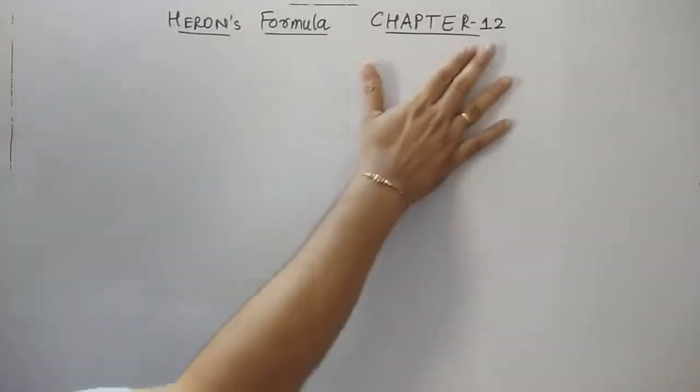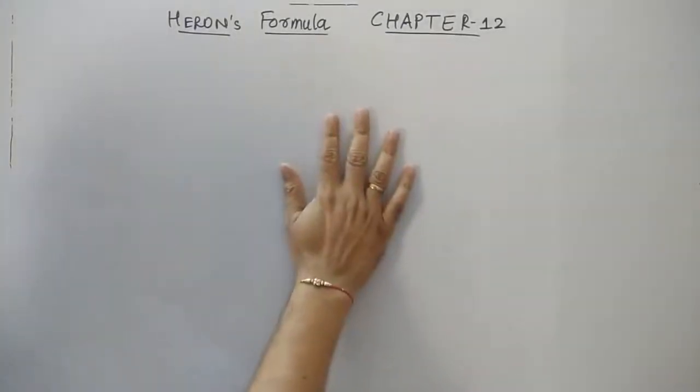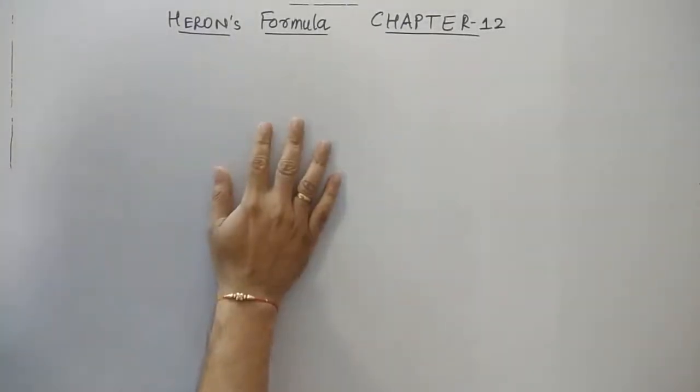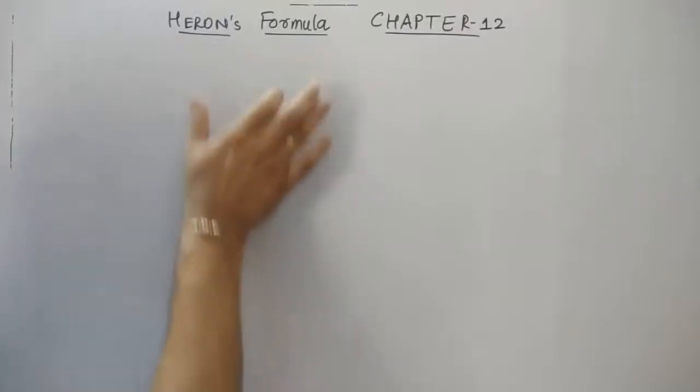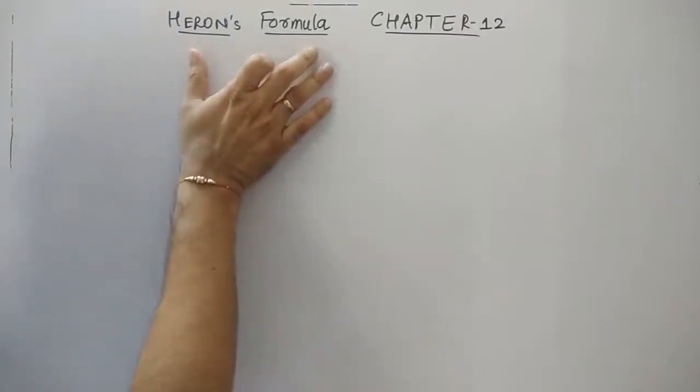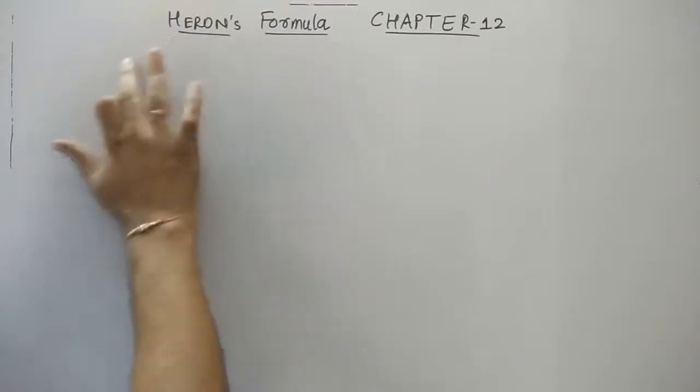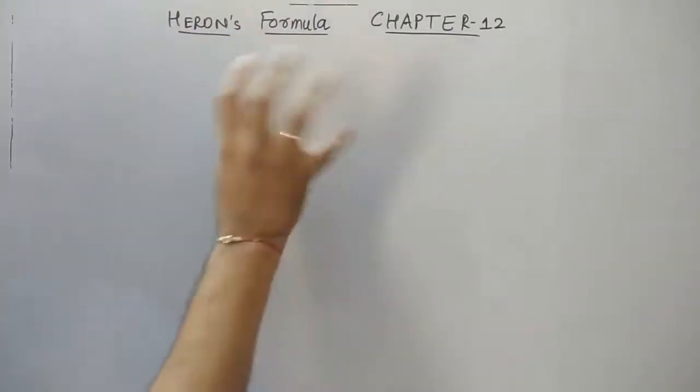Today we'll start with the new chapter, chapter 12, that is Heron's formula. So this is a totally new chapter for you, which we have not discussed in any of the earlier classes. Before we go for the introduction of the chapter, what the chapter is all about, let us recall what we have learned which relates to this.